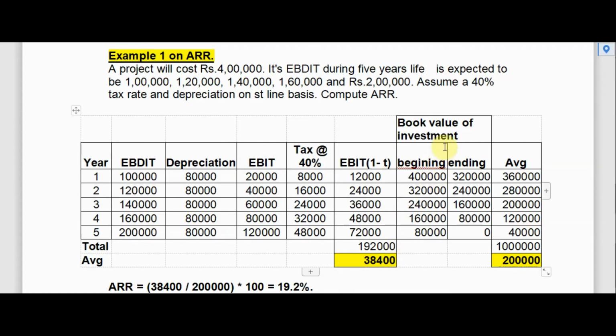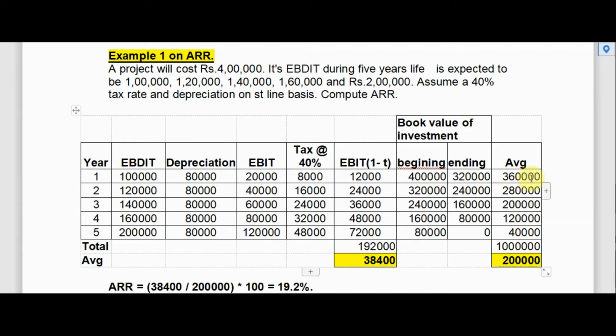Now let us find out the average investment. What is the book value of investment? In the beginning it is 4 lakh, at the end it is 3,20,000 because 80,000 depreciation has been deducted. Again in the next year 3,20,000 minus 80,000 equals 2,40,000. In this way we get the average. We add these two and divide by 2.